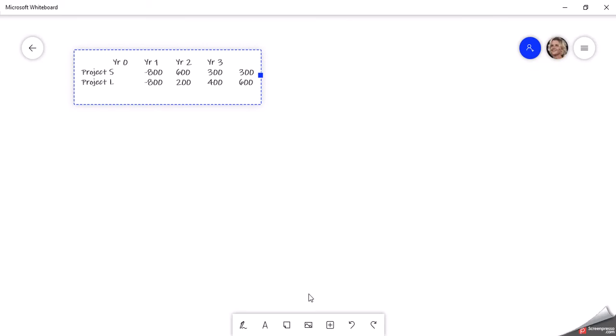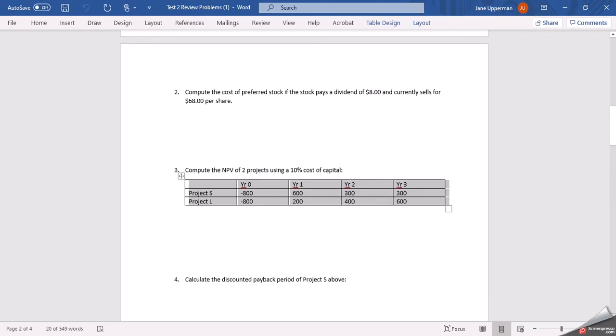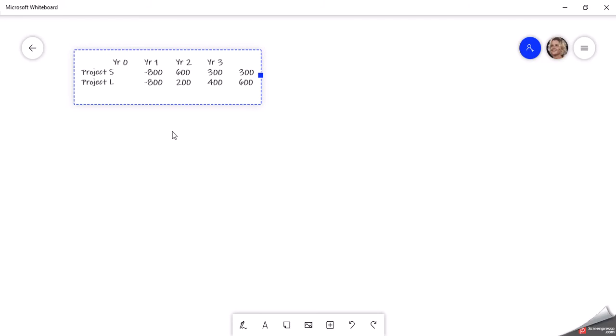So then that is our years. Sorry that I struggle a little bit going between the two. And what it asks us to do, though, is compute the net present value of those two projects using our cost of capital. That's 10%.